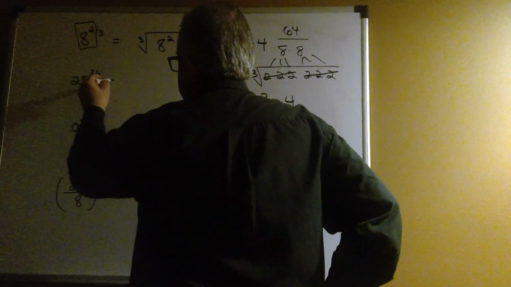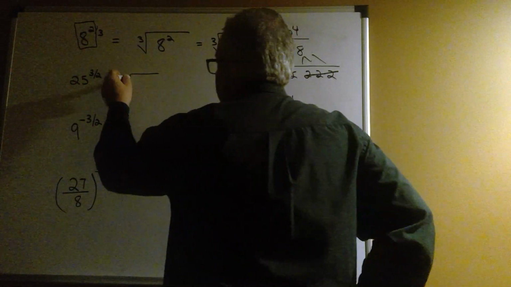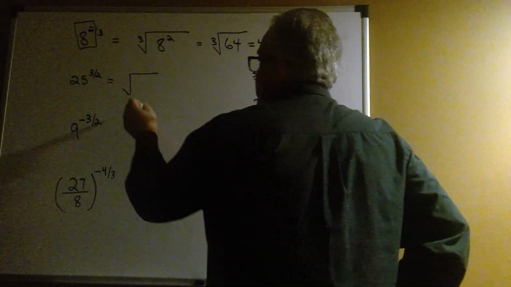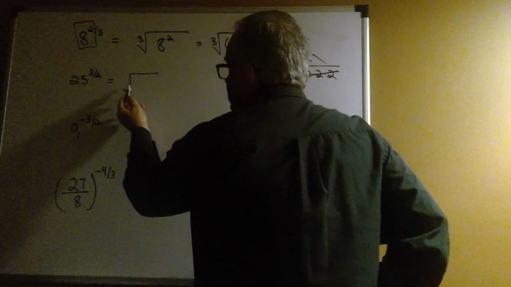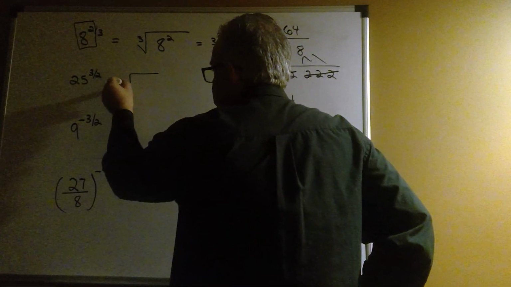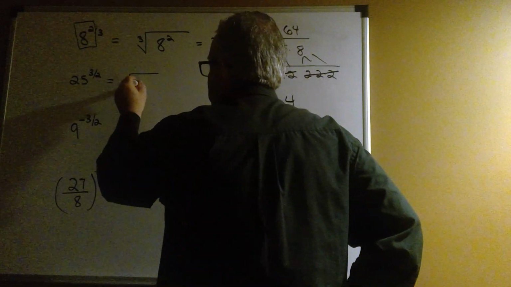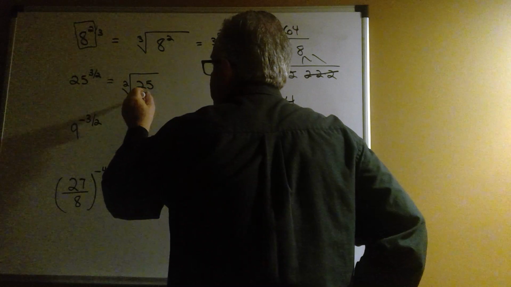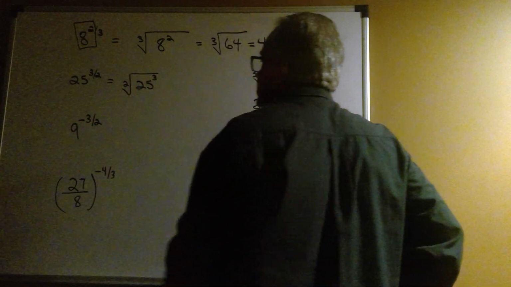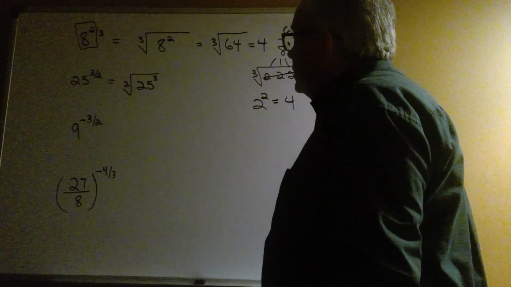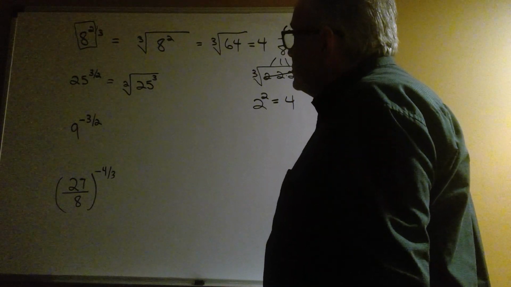Okay, number whatever number this is. I'm going to convert this to a radical expression. So that means I'm going to have the square root. That's a 2 there. If you want to write the 2, by all means, go ahead. It means the square root. And this is going to be 25 to the third power. Okay, so that means what?